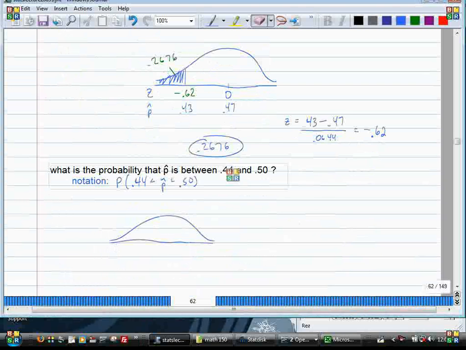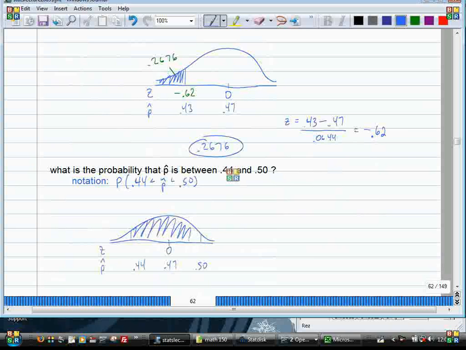So, what goes on the picture? That's a p hat value. And what else do we label? Yeah, 0.44 and 0.50, and then what? And where do we shade? Between. Right, shade between. It's asking for a between. So now what? Yeah, we've got to find the z-scores.